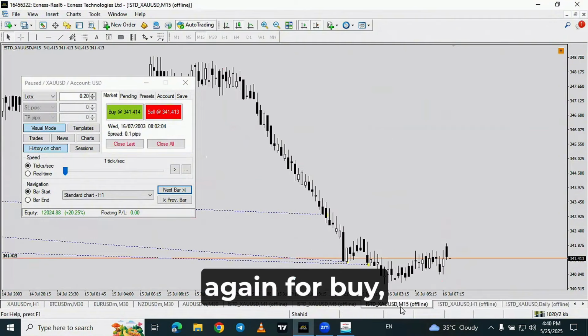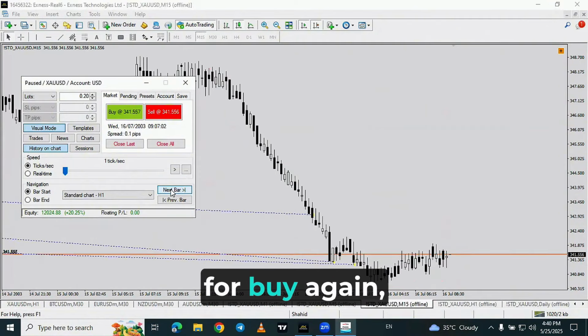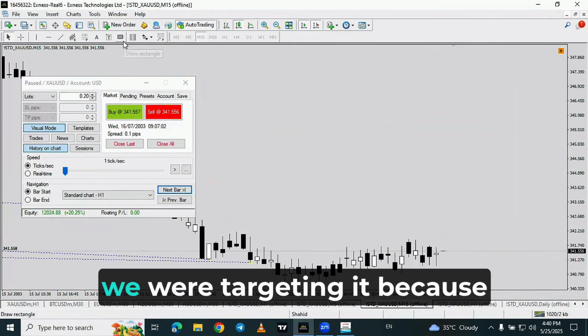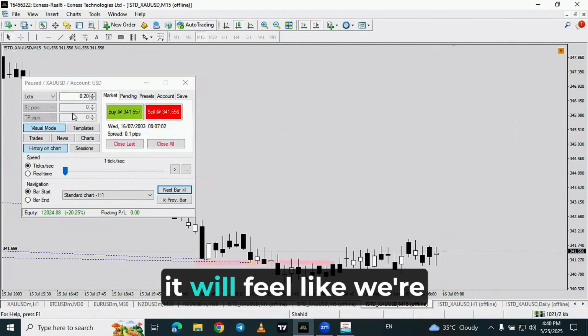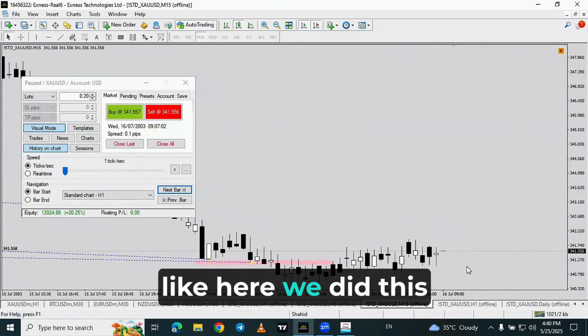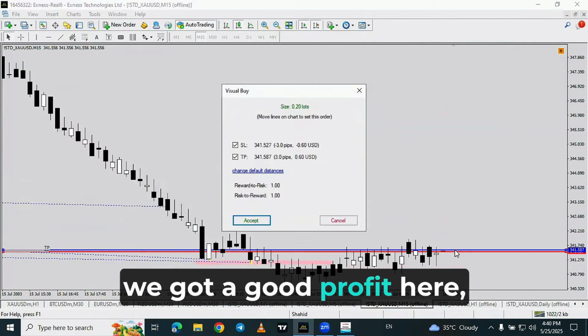So here we take a risk again for buy. Here we take a risk for buy again, which we target for. We were targeting it because it's on the previous zone. Here while taking a trade, it will feel like we're sitting at the bottom. Like here we did this bottom trade. We got a good profit here, but we leave it.